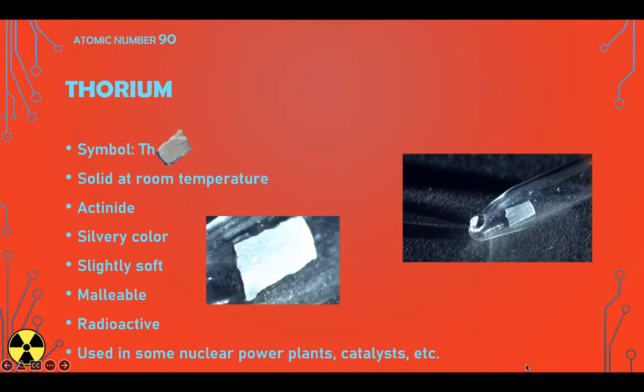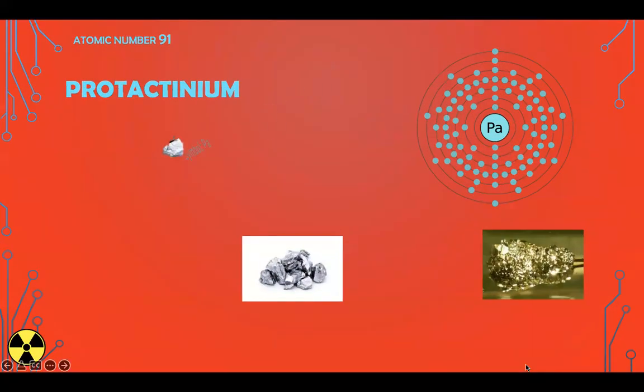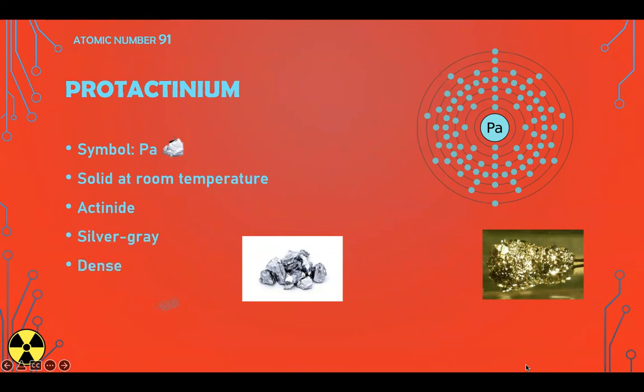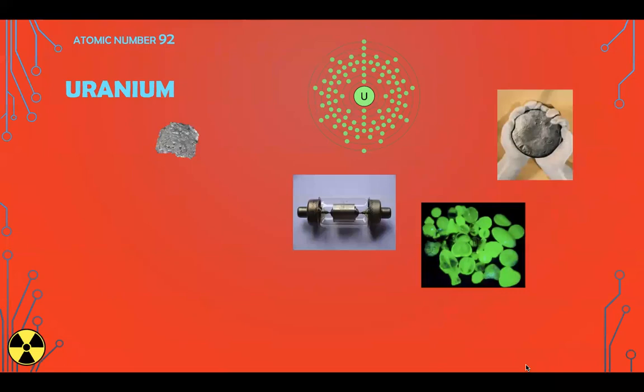Let's just speed run all the actinides now. 91 belongs to protactinium, symbol Pa. It is a solid at room temperature. It's an actinide. Protactinium is silvery gray. It is dense. It's malleable. It's radioactive. And it currently has no uses.